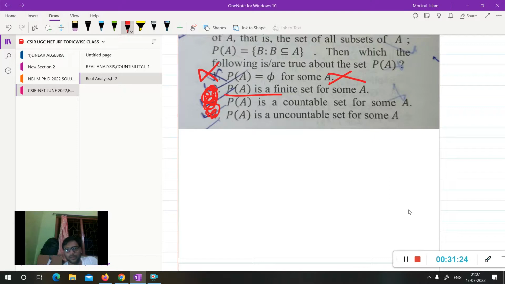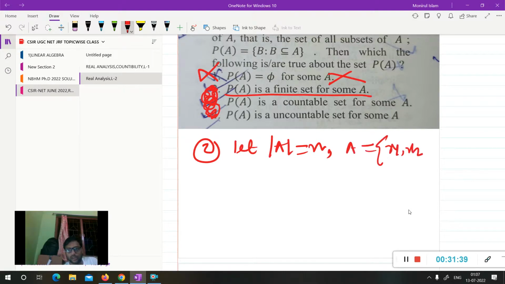It's saying P(A) is empty for some A. Suppose option 2, for option 2 I am choosing, let set A contain n elements, so cardinality of A is n, and assuming A equals this set {x1, x2, ..., xn}. Okay, it contains n elements.